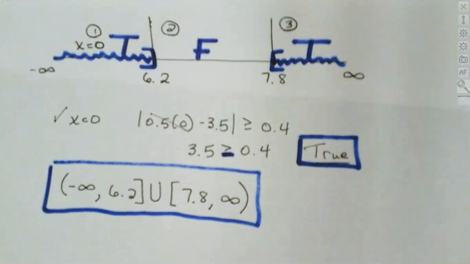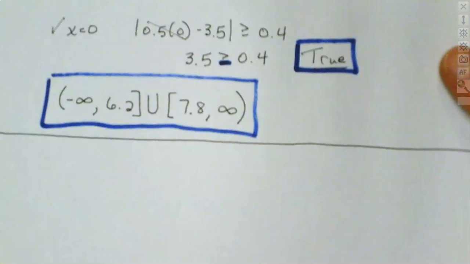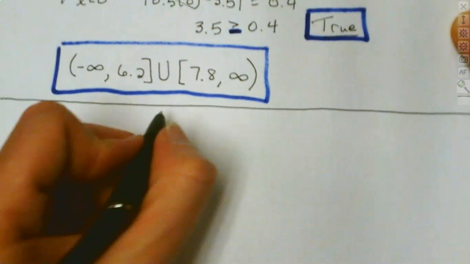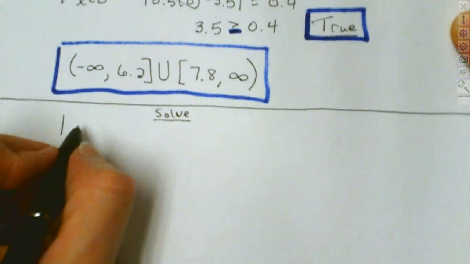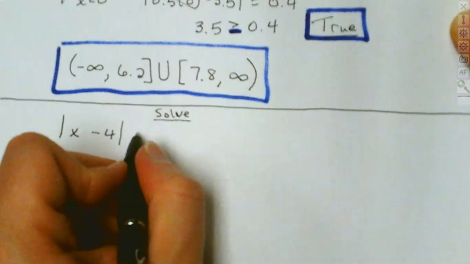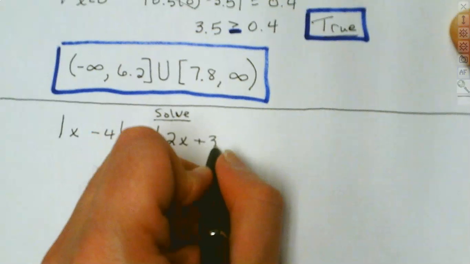I want to look at one more type of these before we take a break. Come back and look at some special cases. We've already talked about equalities and how to solve them. Now we need to talk about how to solve an absolute value equaling another absolute value. So we're going to try and solve this: the absolute value of x minus 4 equals the absolute value of 2x plus 3.